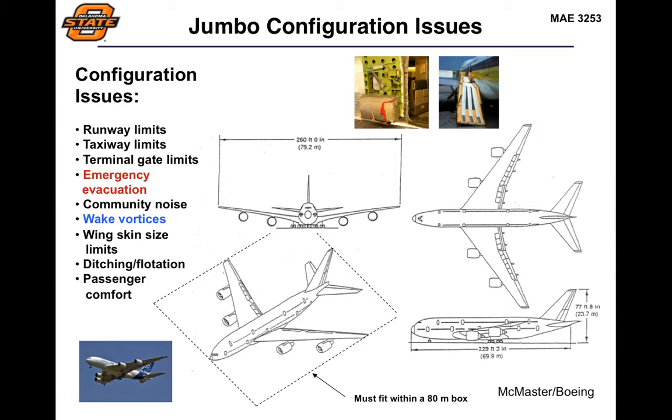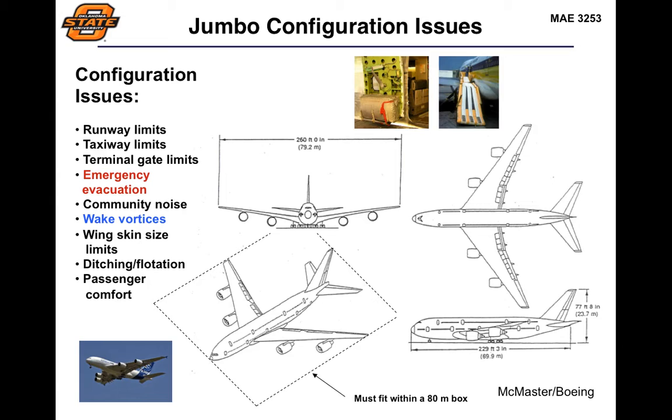Then you also have taxiways. As your aircraft gets bigger, so does the wheelbase on your landing gear. And so you're going to be exceeding the capability, both in terms of the width of the taxiways and the turn radius that you have with the aircraft. I already mentioned you have terminal gate limits. This maximum wingspan that you have, how many gates across the world can you actually fit this aircraft in? How many have to be modified?